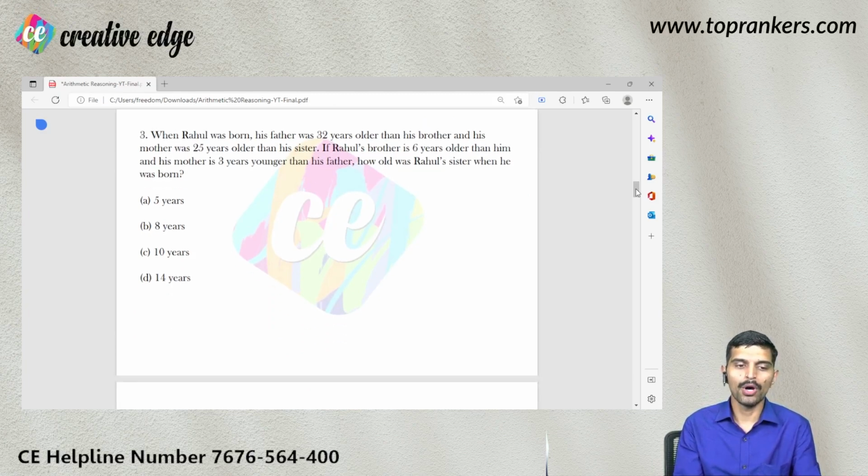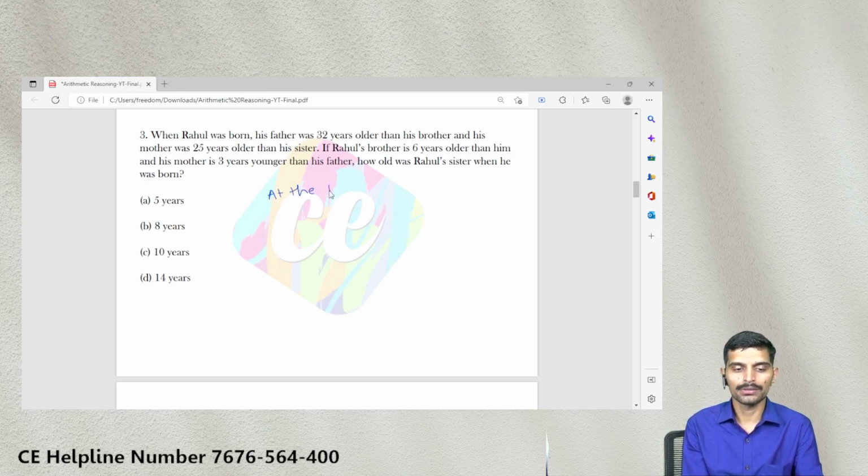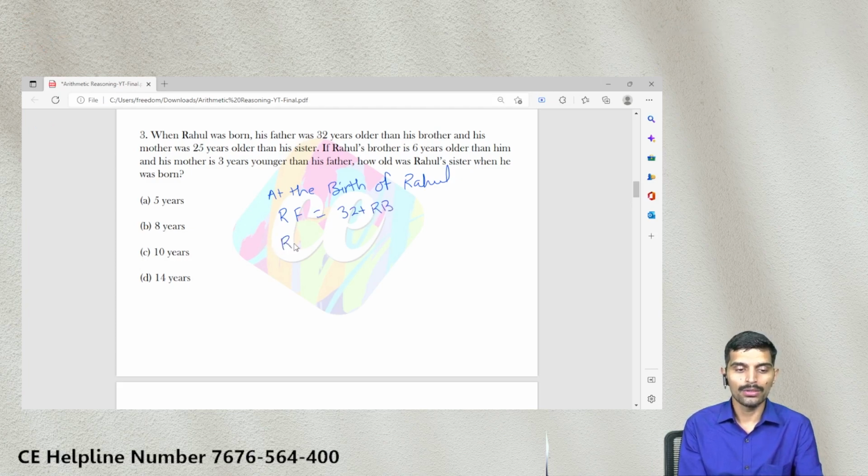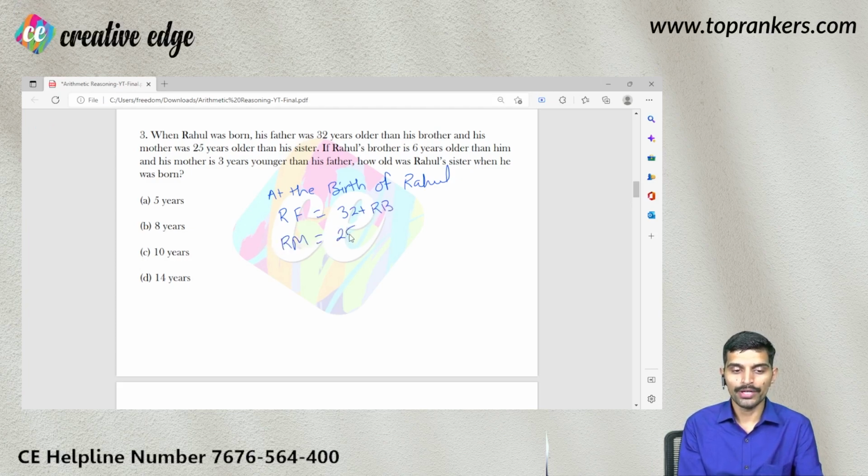When Rahul was born, his father was 32 years older than his brother. His mother was 25 years older than his sister. So at the birth of Rahul, Rahul's father was 32 years older than Rahul's brother, and Rahul's mother was 25 years older than Rahul's sister.